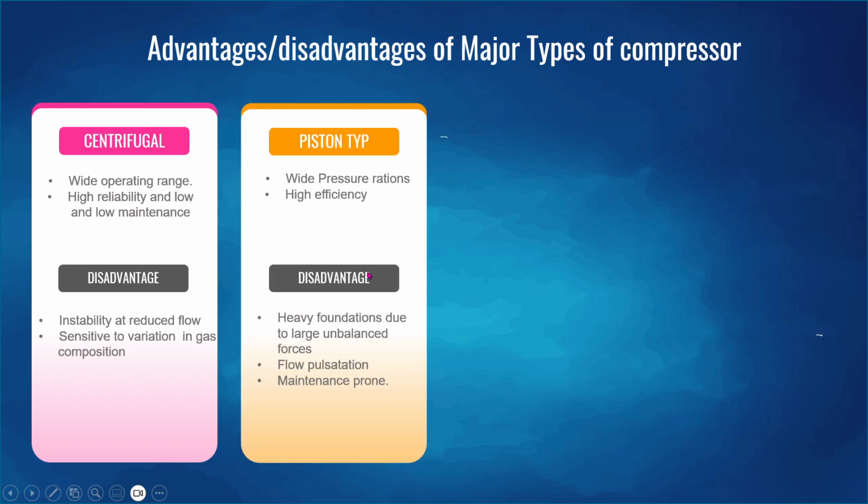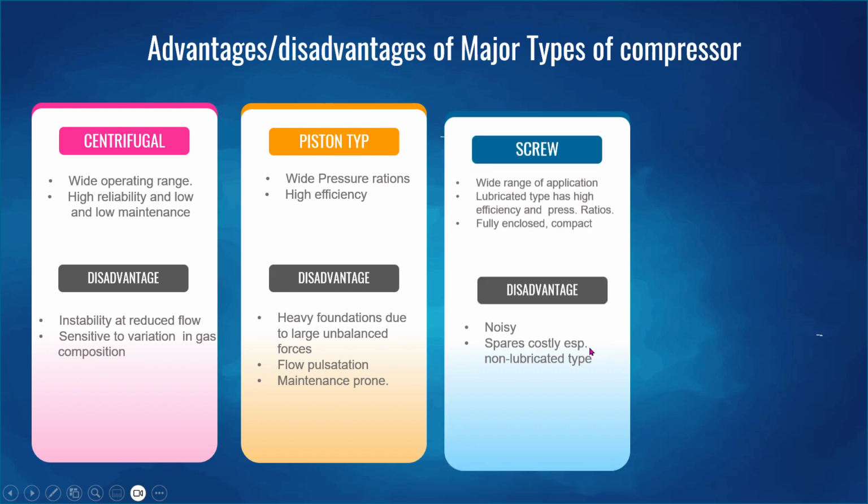Then this is the piston type. The piston type is a positive displacement type. It is high efficiency because whatever air or fluid you are taking, you are discharging it. So it has high efficiency and a very high pressure range. But the foundation should be very heavy because of the compression, with suction and discharge valves, so a lot of energy is required and a flywheel is required. Flow pulsation will be there, one stroke suction, another discharge, so there will be flow fluctuation.